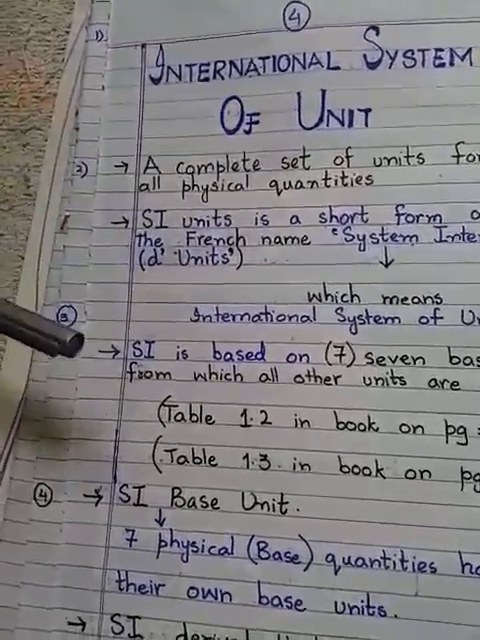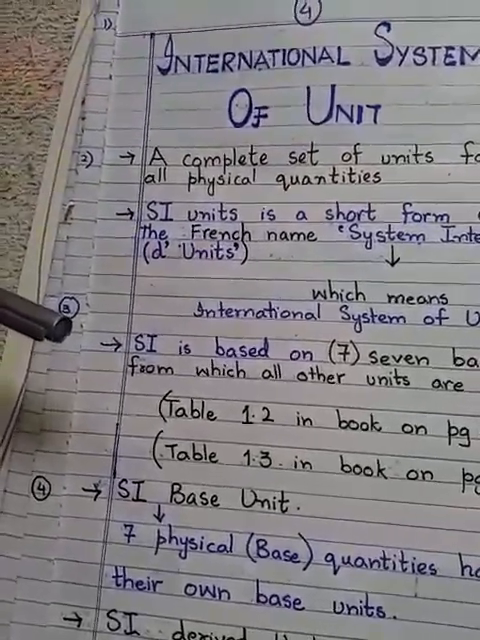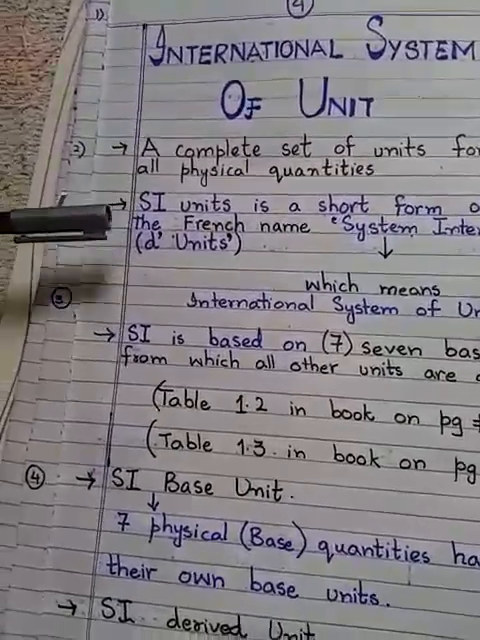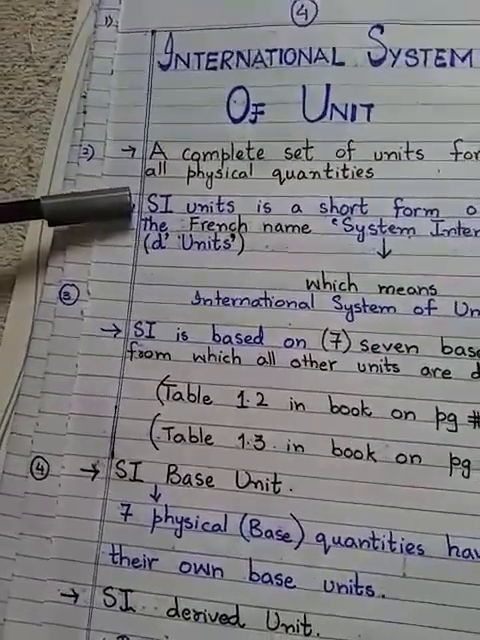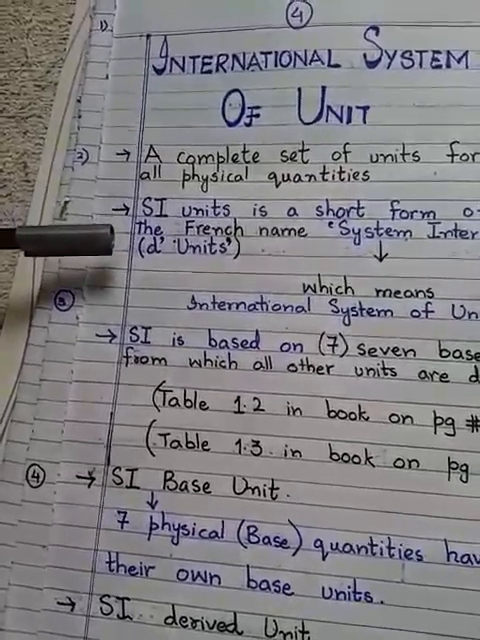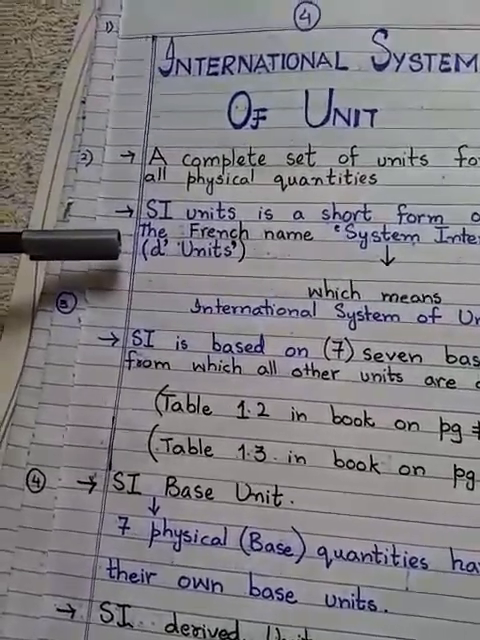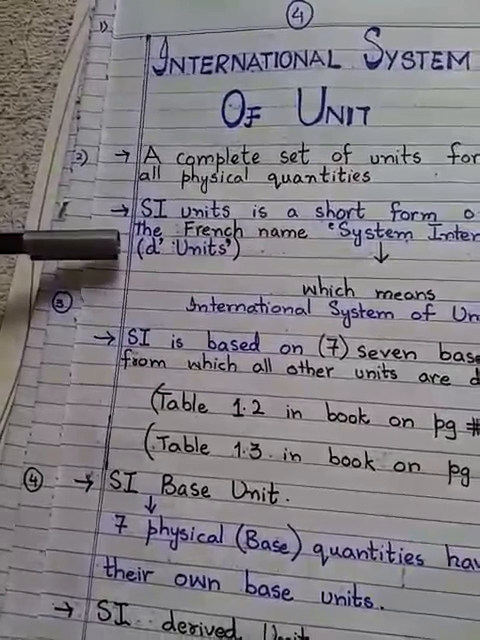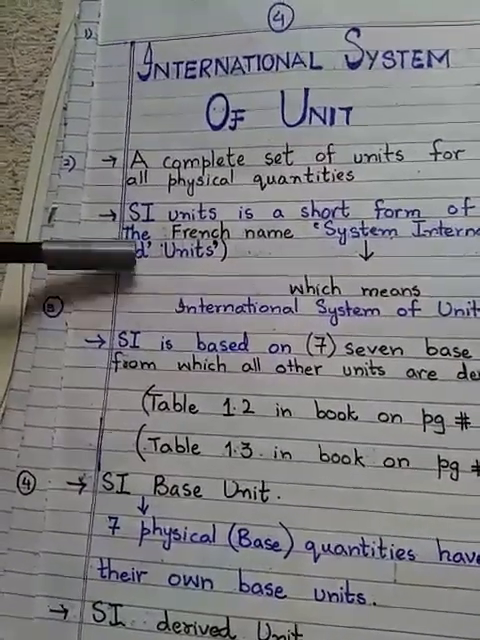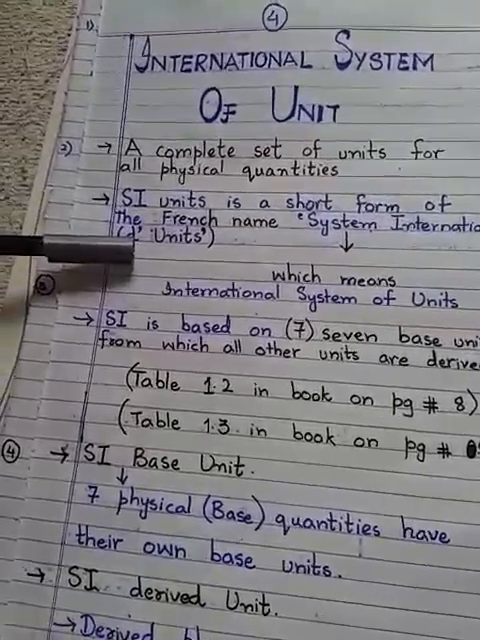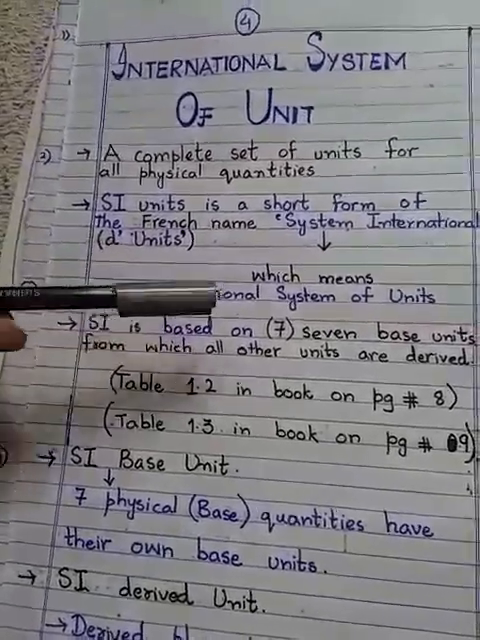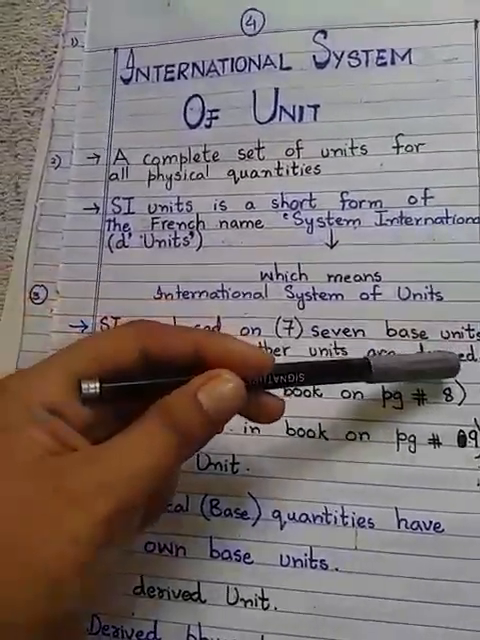The international system of unit is abbreviated as SI unit. Actually, SI is the short form of the French name, Système International d'Unités, which means international system of units.